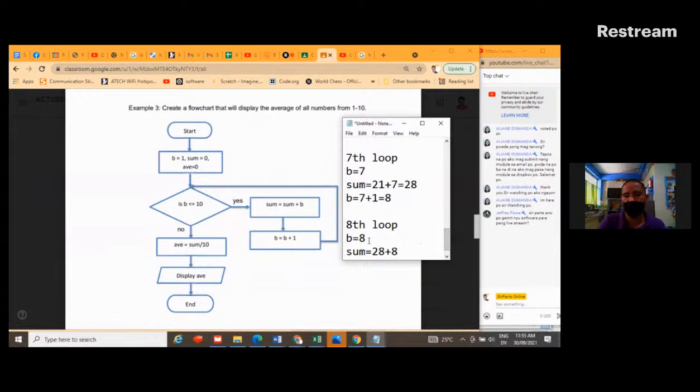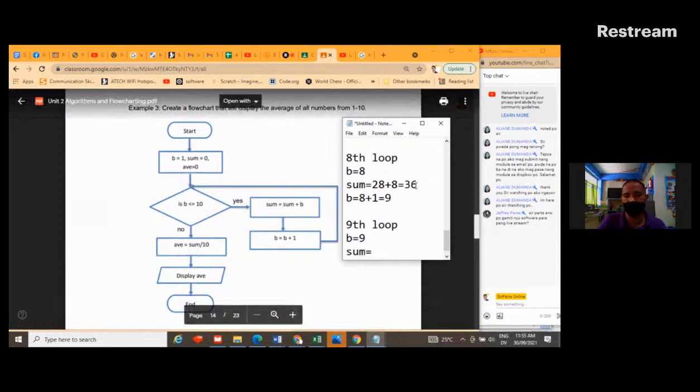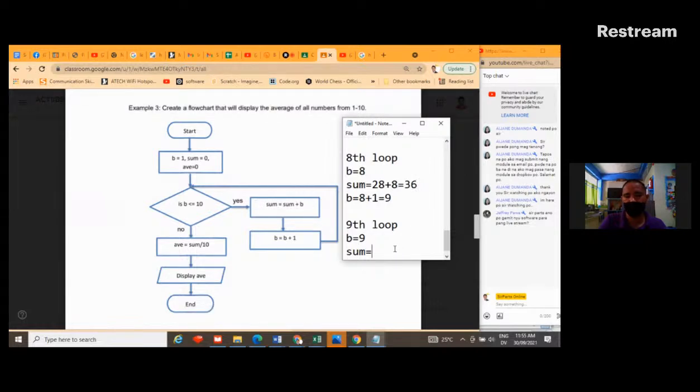28 plus 8, so that is 36. And b is 8 plus 1, which is equivalent to 9. Ninth loop, so b equals 9. And sum equals sum, which is equivalent to 36. So 36 plus 9 equals 45.